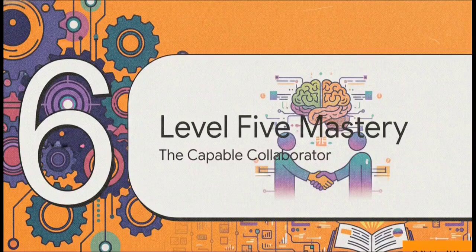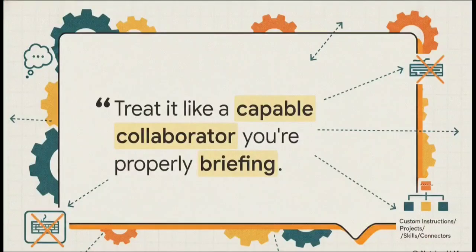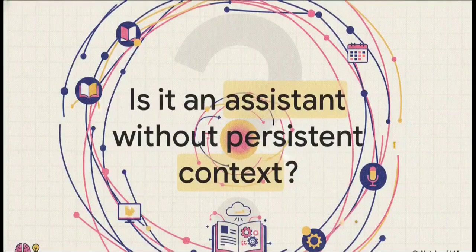Almost there. Section 6, reaching Level 5 mastery. Here's the thing. You genuinely do not need to be a technical expert to build this amazing system. What you really need is a shift in mindset. Stop treating it like a basic search bar and start briefing Claude like a highly capable colleague. You can start this today by simply implementing the GACO framework in your very next prompt. Then, as you naturally notice yourself repeating instructions over the coming weeks, you just automate that repetition into custom instructions, projects, skills, and connectors.